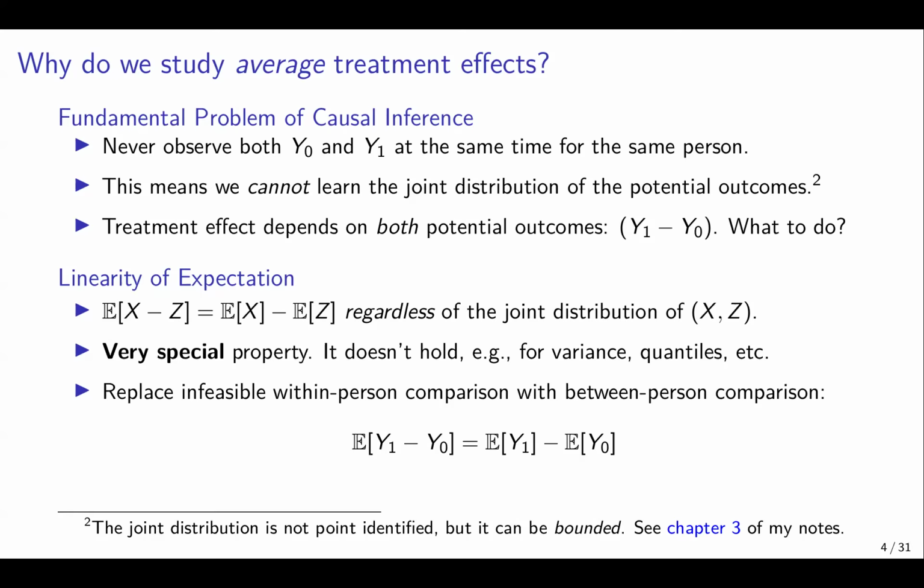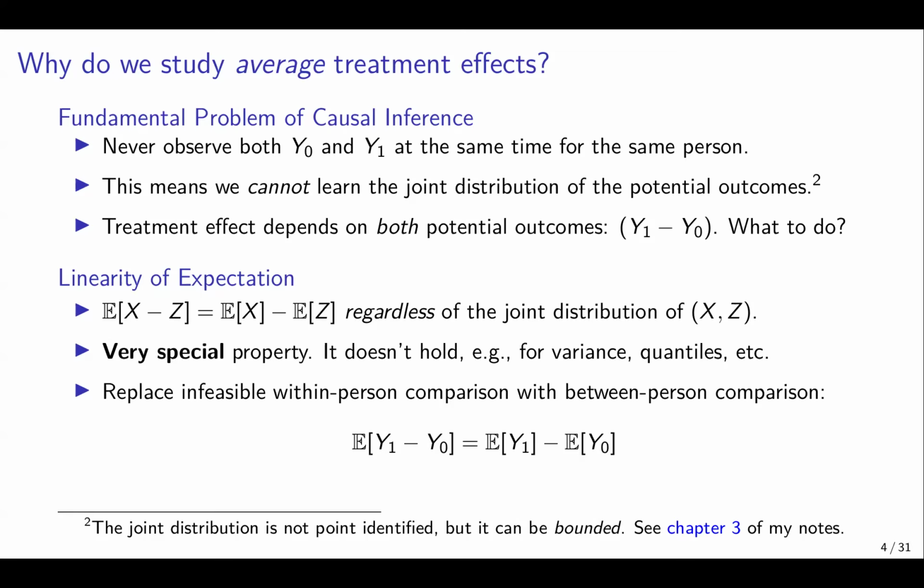And what saves the day, well, what partially saves the day, is the linearity of expectation. So this is a very special property. It holds for expectation, but it does not hold for variance. It does not hold for quantiles or other sort of things that you might be interested in.